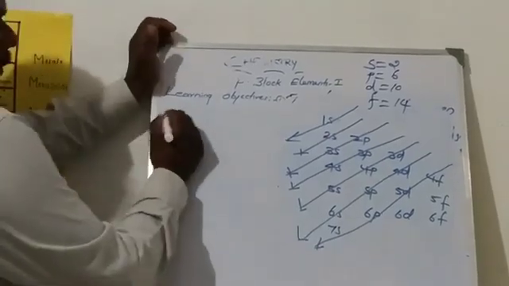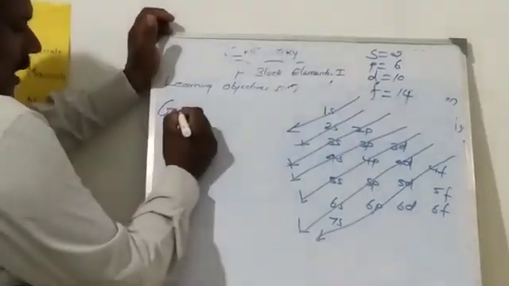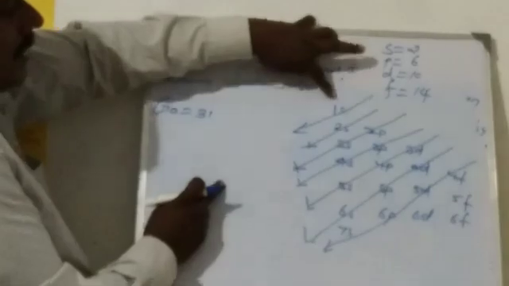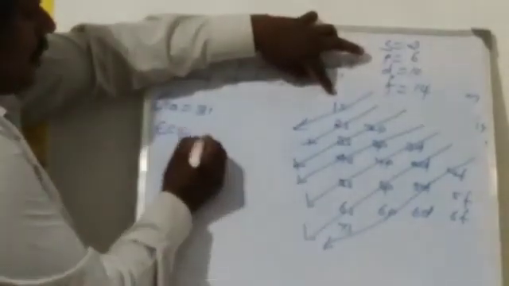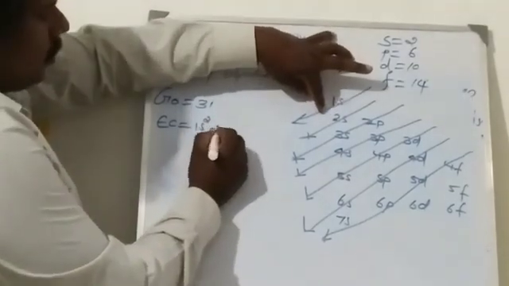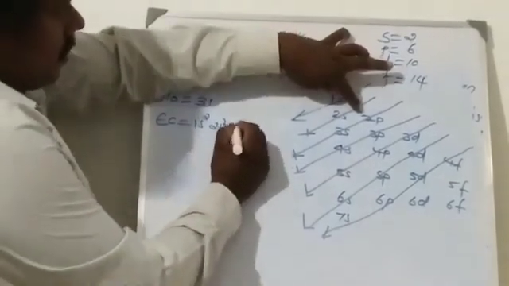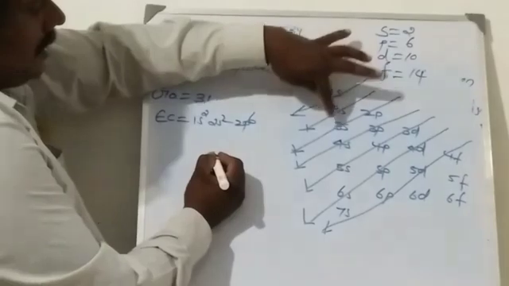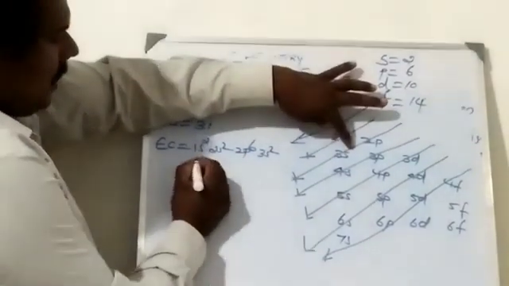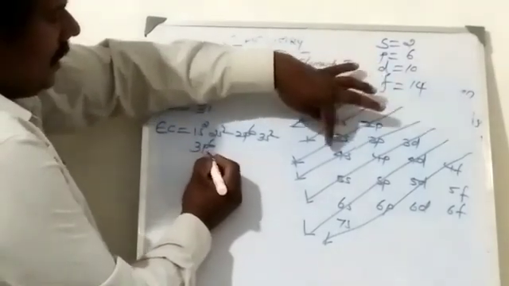Atomic number of gallium: Ga is equal to 31. Electronic configuration, start with 1s. EC is equal to 1s2, second one 2s2, third one 2p6, then 3s2, next 3p6.